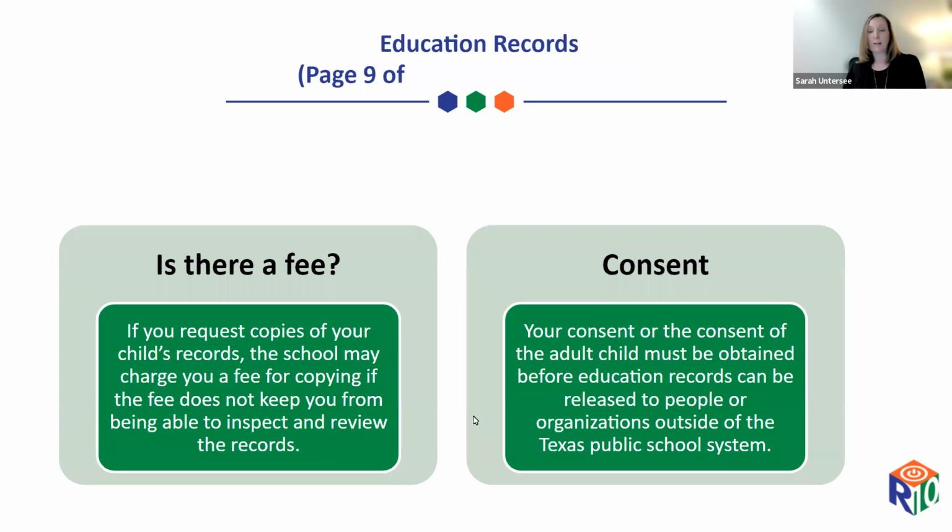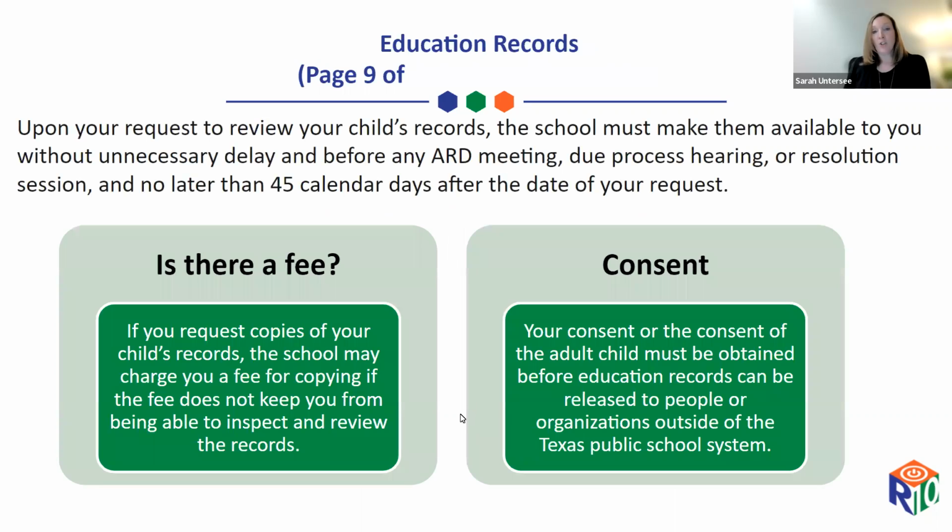The next section is about education records. Upon your request to review your child's records, the school must make them available to you without unnecessary delay and before any ARD meeting, due process hearing, or resolution session, and no later than 45 calendar days after the date of your request. Is there a fee? If you request copies of your child's records, the school may charge you a fee for copying as long as that fee does not keep you from being able to inspect and review those records.